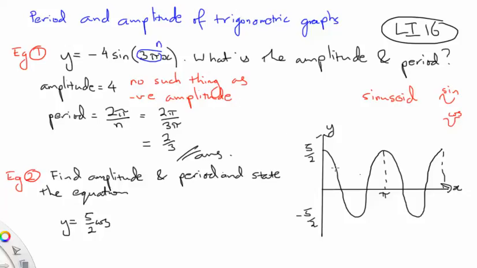So how do we find the coefficient over here? Well, the period equals 2 pi on n. So let's do that separately over here. So pi equals 2 pi on n. Solving for n, we get n equals 2 pi on pi, and n equals 2. So y equals 5 on 2 cos 2x. And that's your answer. So that's how we find the period and amplitude for the sine and cosine graph.